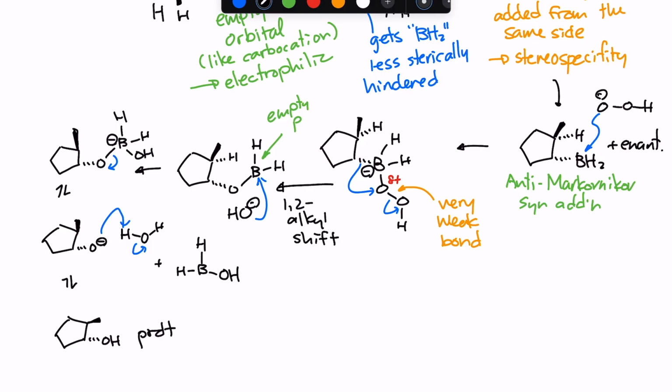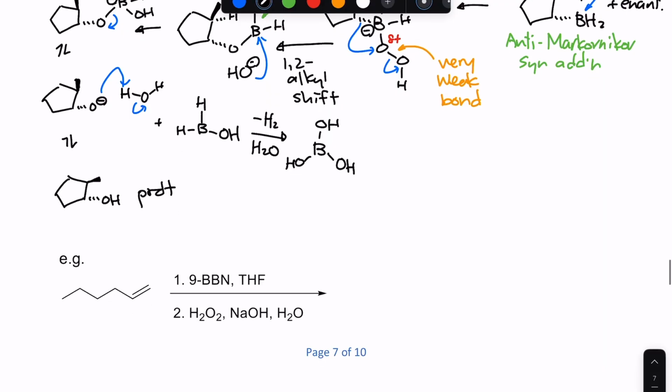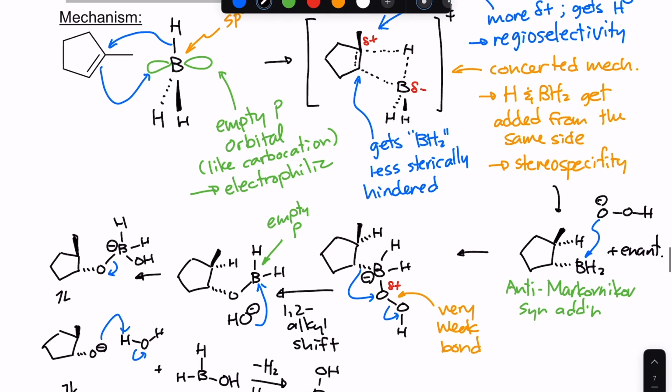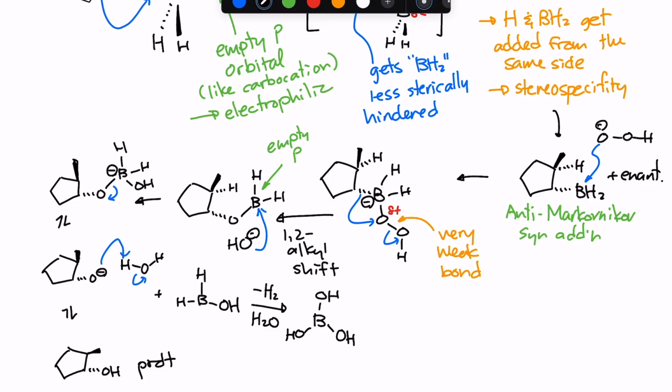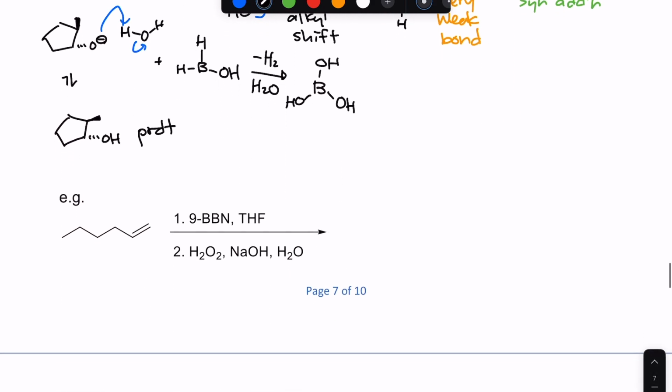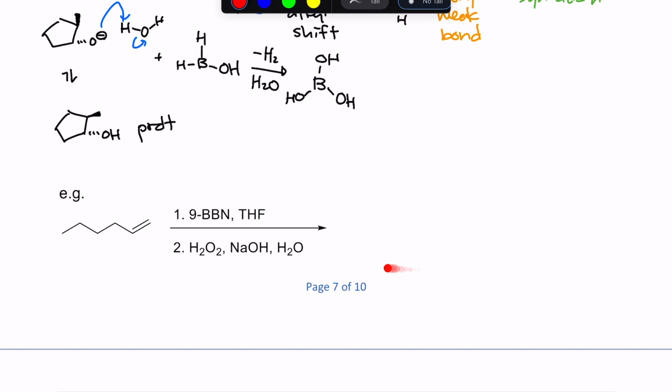Now, what happens to the boron species? Well, this can further react with water, okay, and loses those hydrides, and in the end it just becomes boric acid, which is the stuff that's in borax, essentially. Okay, so that's the mechanism. It's a bit longer one, but once you understand why it happens, I think it's not too bad. I would encourage you to take some time to figure out the product of this reaction.